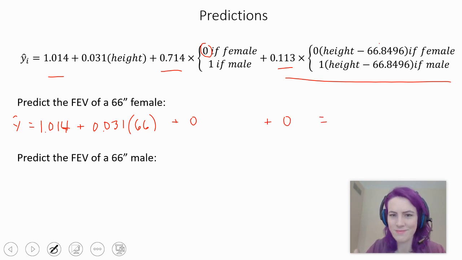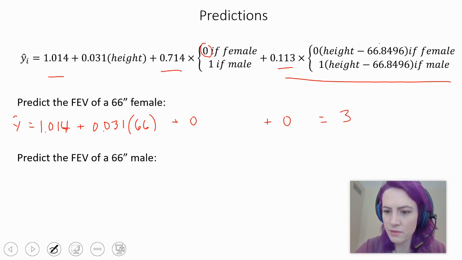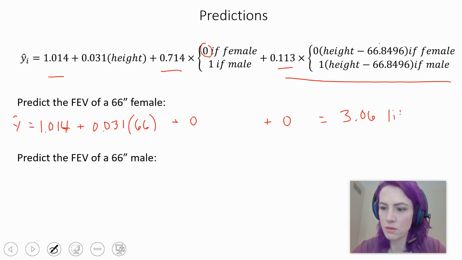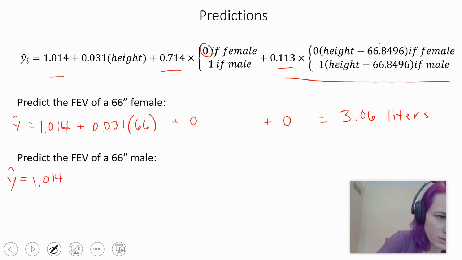All right, so the predictions for the females then are not that bad. So this is 3.06, and the units were FEV in liters. For the males, we have a little more work to do. So it'll start out the same way, and this guy is also 66 inches tall. The first two terms will be identical.